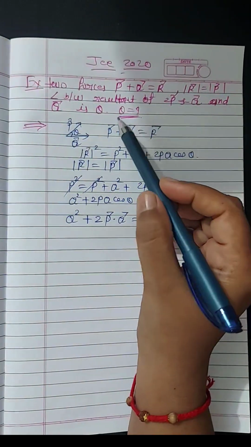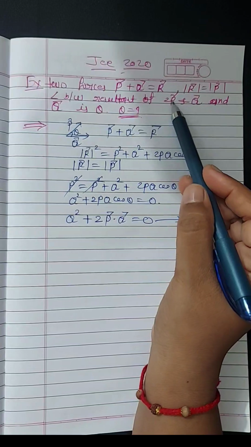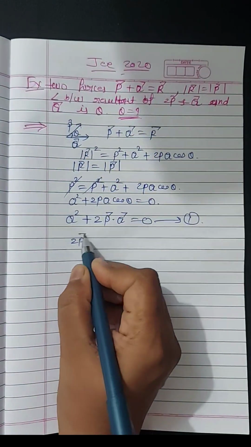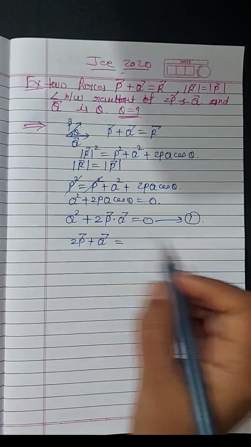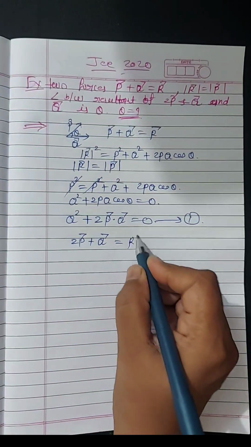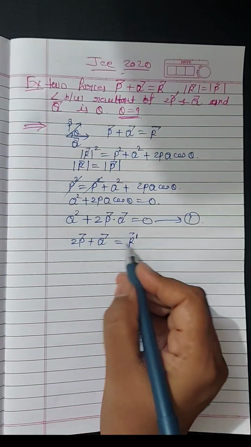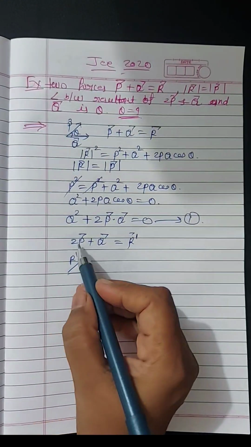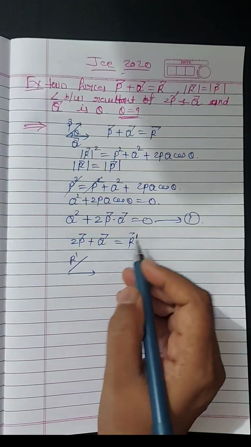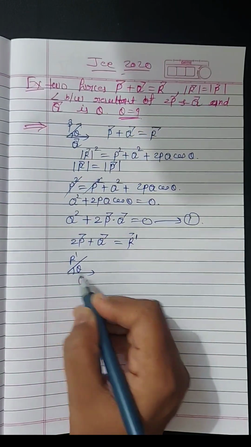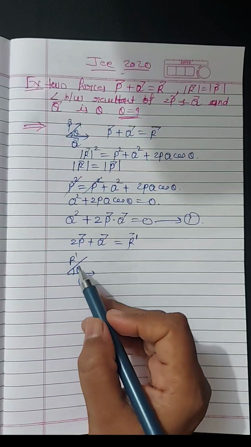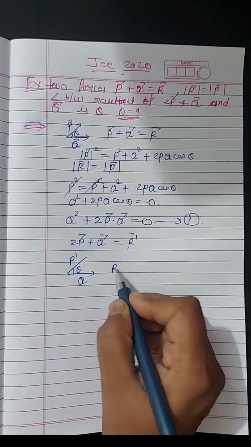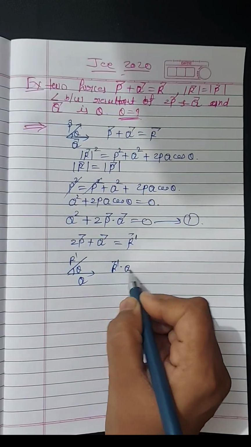Now the angle theta between the resultant of 2P and Q and the vector Q. So first of all, when the 2P vector plus Q vector are added, let's say the resultant is R dash vector. So the resultant of these two is R dash, and it makes, let's say, angle theta with Q.